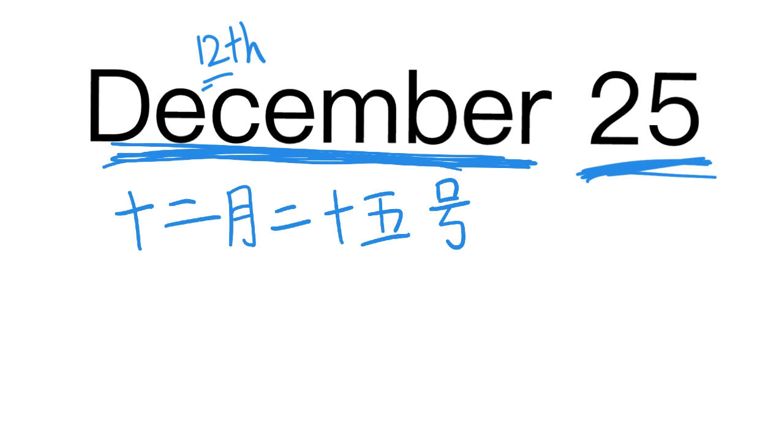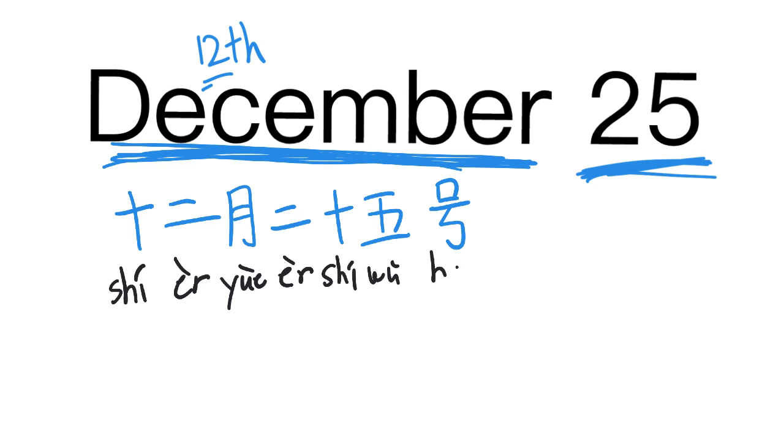And then the date would be 25. How do we write 25 in Chinese? 25. Since 25 is a date, we have to add another Chinese character for date, hao. So the Chinese for December 25 is 12月25号. Let me write the pinyin for you. 12月25号. That's it. That's December 25.